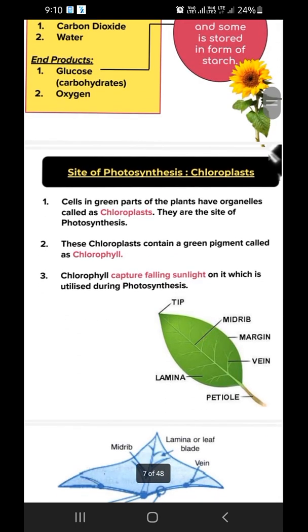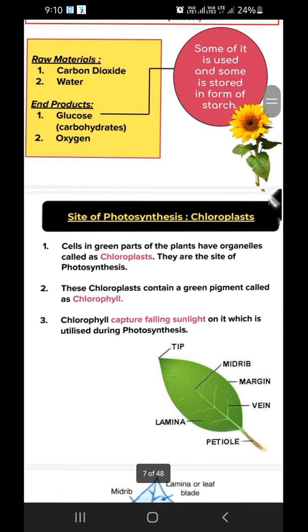Okay, so now we will know the site of photosynthesis. This can come as a 1 mark question, so please write it somewhere. The site of photosynthesis is the chloroplast. Cells in green parts of plants have organelles called chloroplasts. These chloroplasts contain a green pigment called chlorophyll. Chlorophyll captures the sunlight falling on it, which is utilized during photosynthesis.